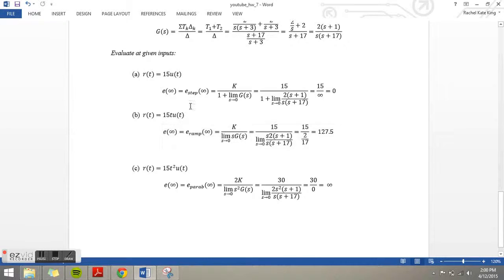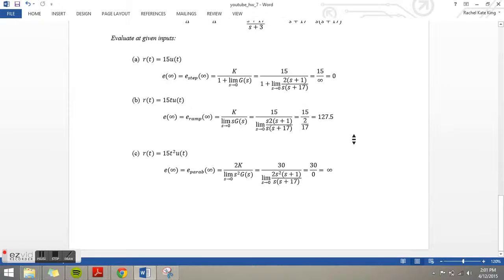So for our ramp input, it's k over kv, or velocity constant, and we multiply by s, which is going to get rid of that higher order s in the denominator, and we're going to be left, once those zeros cancel, with just constants in the denominator after the limit is evaluated. So we have this number, 127.5.